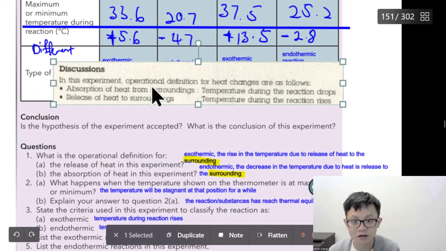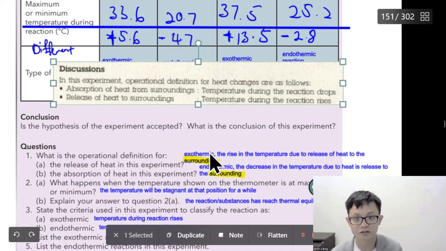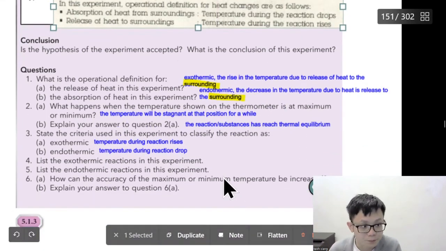Okay, in the experiment, the operational definition for heat change is as written. Release of heat means temperature rises. So it's the same as what I wrote here. I think it's almost the same, but I just copied it for you to refer to. Depend on which one you want to follow.